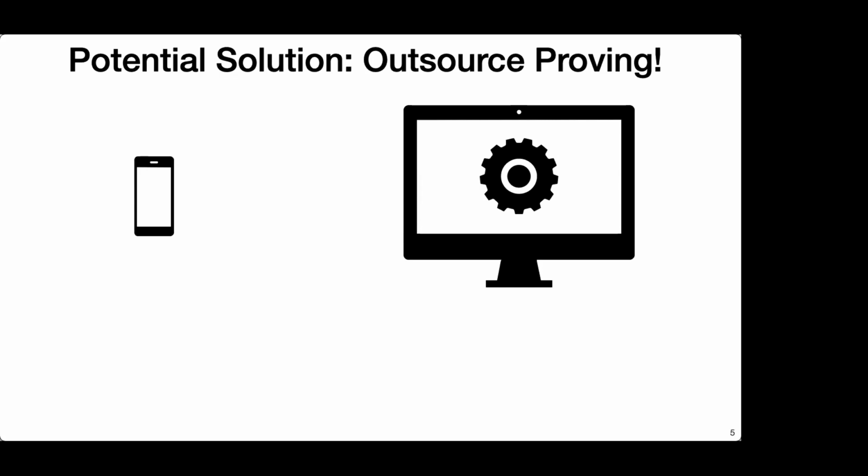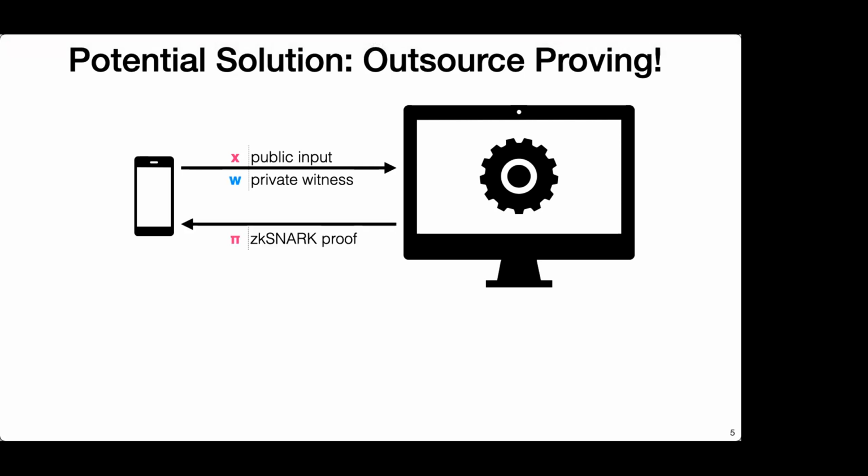Okay, so one idea would be to say, okay, I'm not going to generate the proof on my phone. I'm instead going to outsource it, send over this proving task to some more powerful machine, say somewhere in the cloud. Maybe it's my desktop at home. There's a bunch of options. So I'll send over the public input and private witness to this powerful machine, and then that machine will do the computation and send me back the proof, which I can use in my application. All right. So okay, this works, but again, we end up being limited by what a single machine can do.